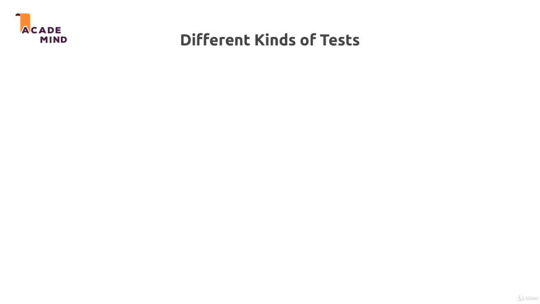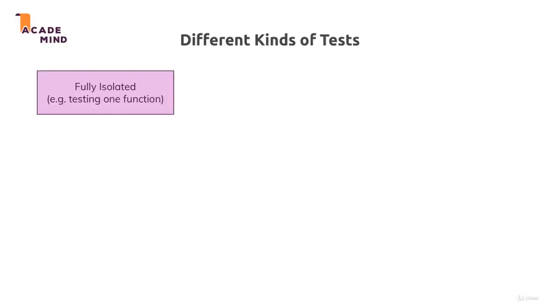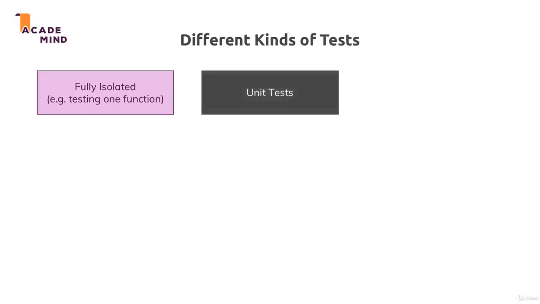And there we have different kinds of tests. We have some tests that test a fully isolated piece of code. Let's say a function that takes some input and returns some output. We can test such a function because it has a clearly defined structure, and we can say for input x and y, we expect to get output z. And that would be a so-called unit test because we test a single isolated unit of our application.